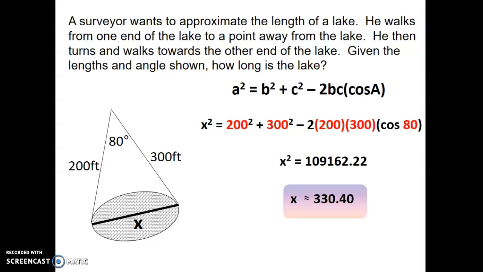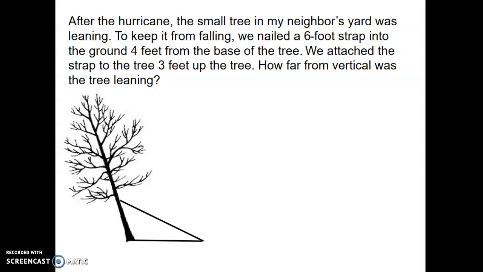Now, it's going to be important when you do word problems with law of cosines and law of sines later on, even with the right triangle trig problems, that you draw your picture. The picture here has already been given to you, which is nice, but the next one, not so much. After the hurricane, the small tree in my neighbor's yard was leaning. To keep it from falling, we nailed a 6-foot strap into the ground 4 feet from the base of the tree. We attached the strap to the tree 3 feet up the tree. How far from vertical was the tree leaning?